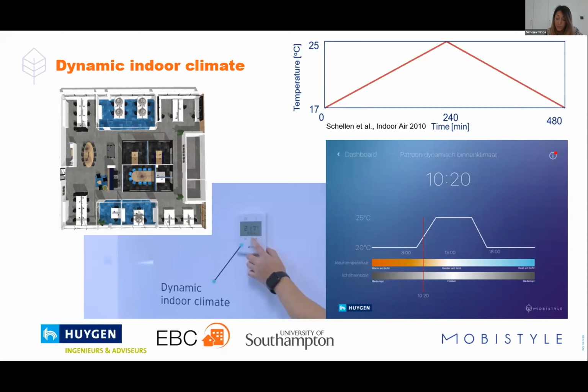The research previously conducted has shown that being in the same temperature all day, indeed it might feel comfortable, but it's not necessarily healthy. And we already showed with some previous research that a dynamic temperature profile is indeed not less comfortable. So it's perceived even more comfortable by our users.